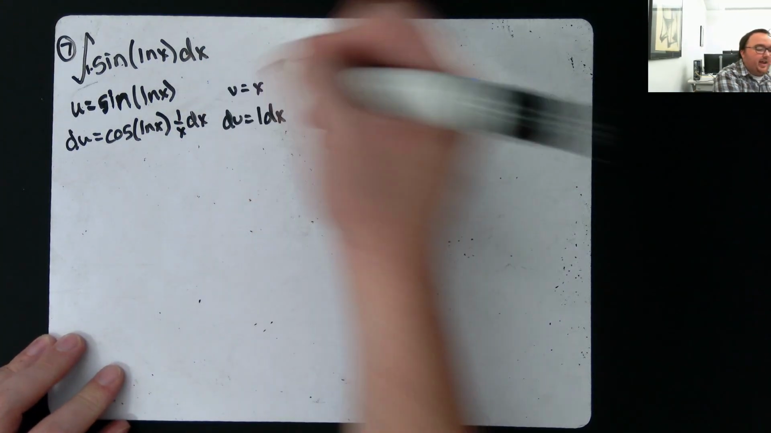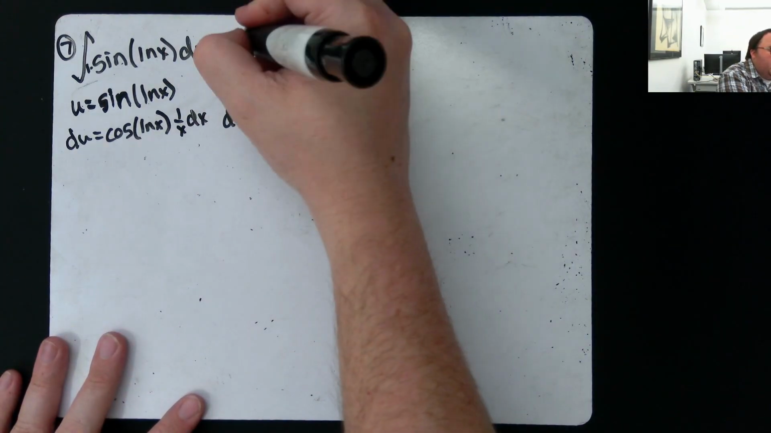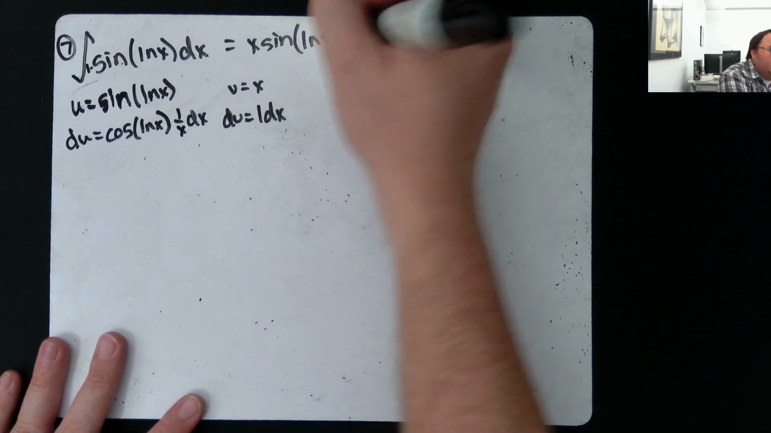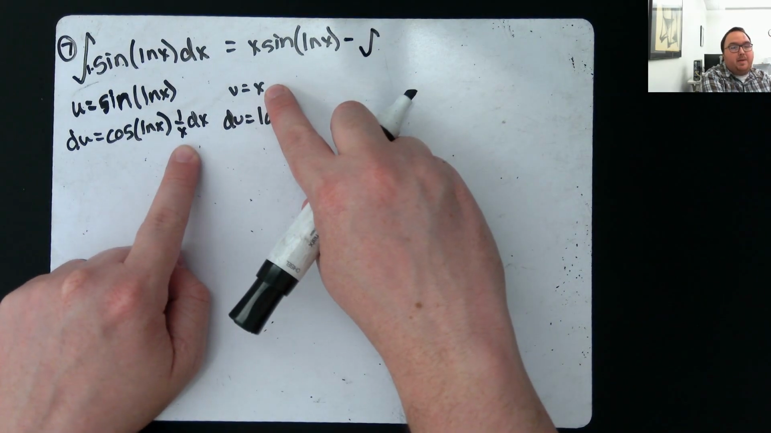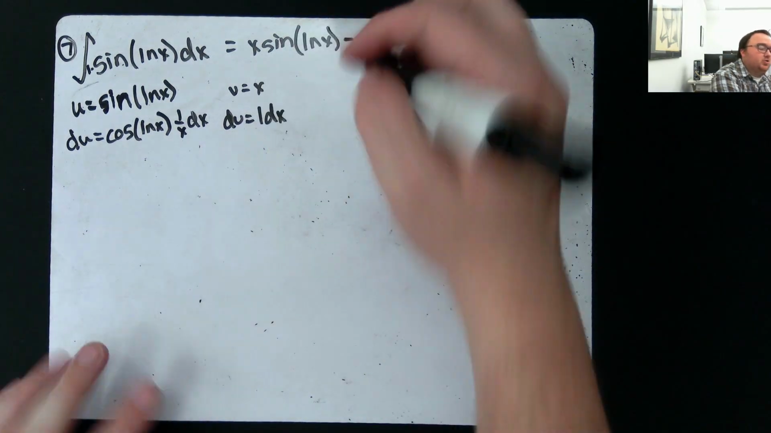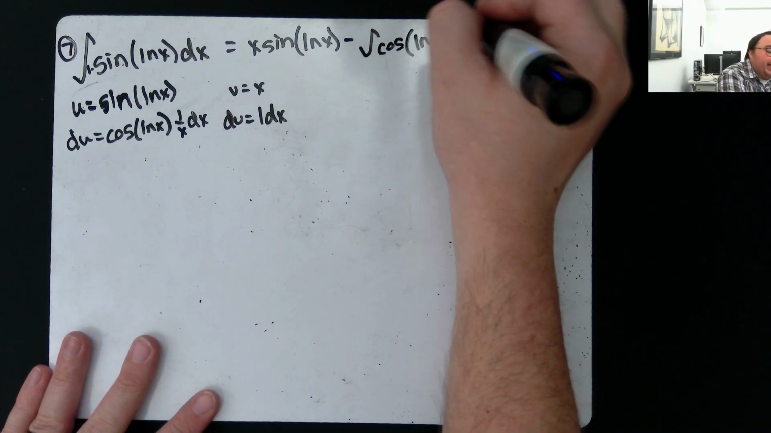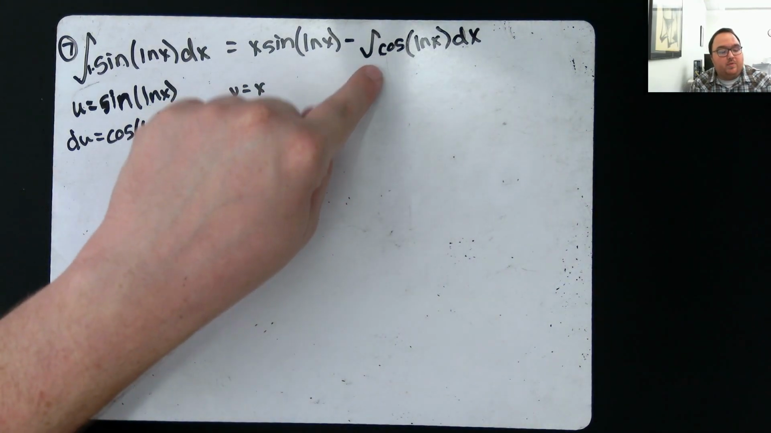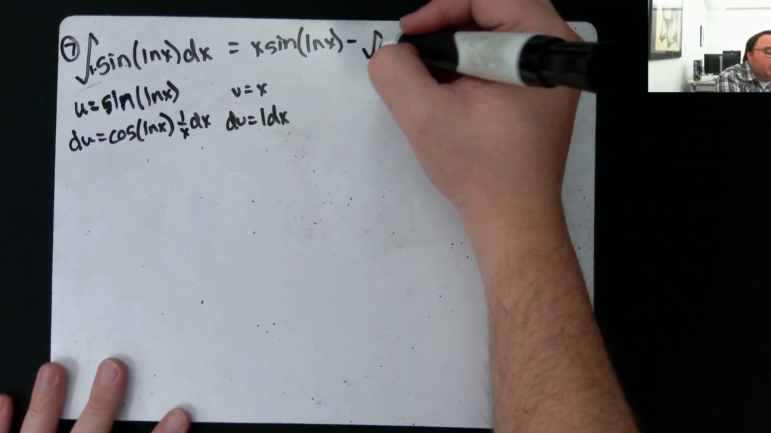Antiderivative of 1 is x. So uv would give me x sine natural log of x minus the integral v du. x times 1 divided by x, they cancel out. So I'm left with just cosine of the natural log of x dx. Well, once again, antiderivative of this, can't do it, right? So I'm going to do it again. I'm going to do by parts again. Once again, this is like saying times a 1.